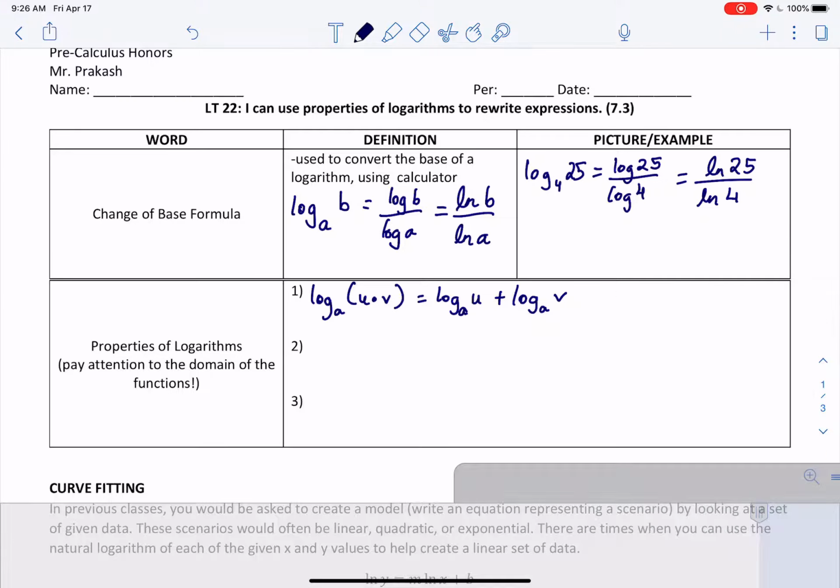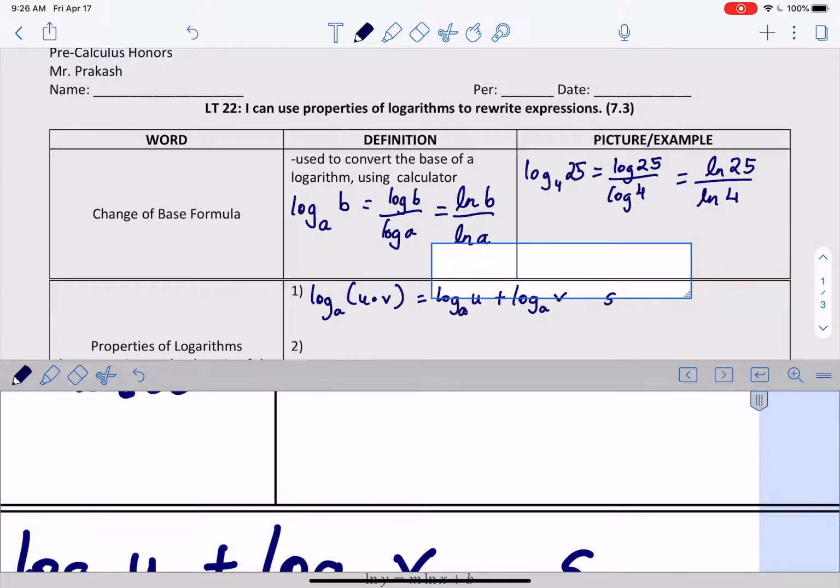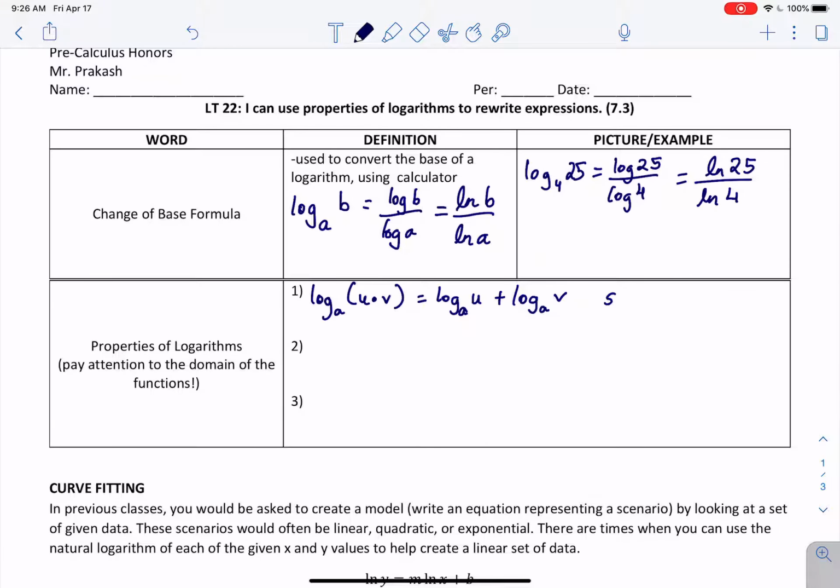This is similar to when you have in exponents, if I have a to the u times a to the v, that's the same as a to the u plus v. Right, that's the analogous expression here. It's these two things are exponents that get added up.